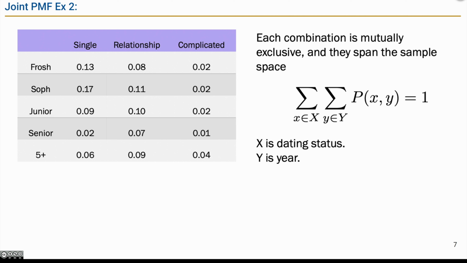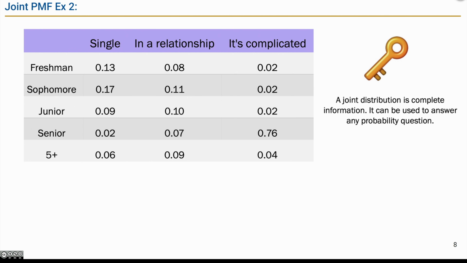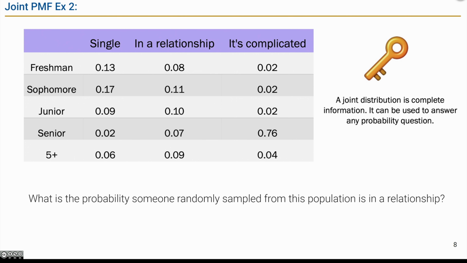So reading the table here, if I randomly select a student at CU, the probability that they're a junior and in a relationship is 10%. You notice that the sum of all these probabilities in the table has to add up to 1. And so ultimately, this joint probability mass function gives me complete information. Just using this table, I can answer any probability question I'm interested in related to these specific random variables. So for example, what's the probability somebody randomly sampled from this population is in a relationship?